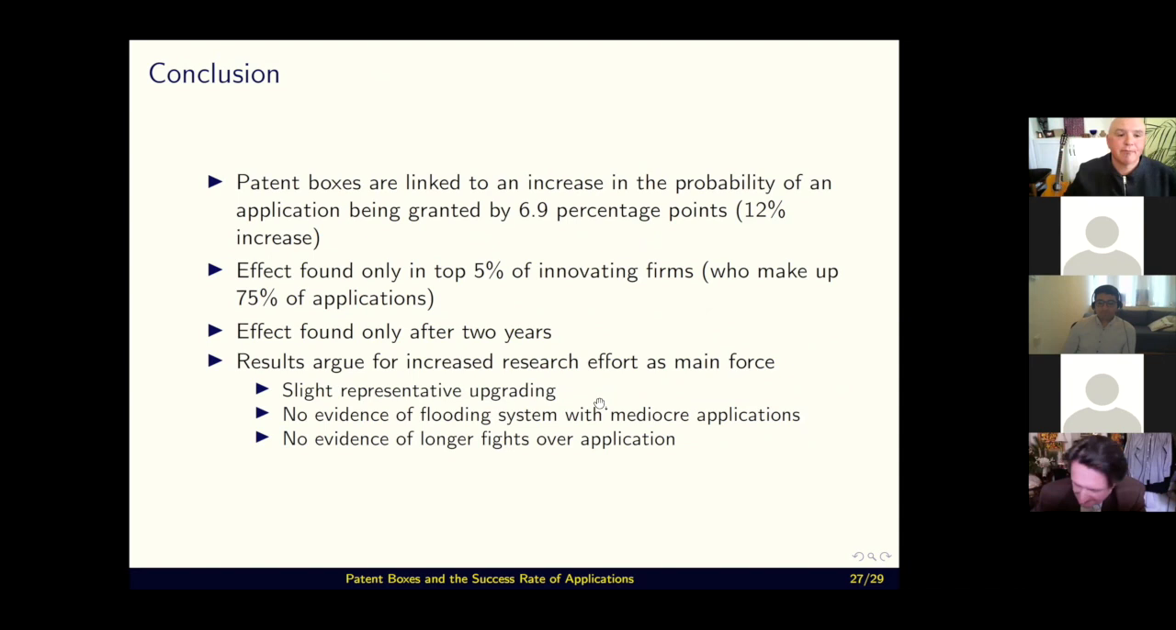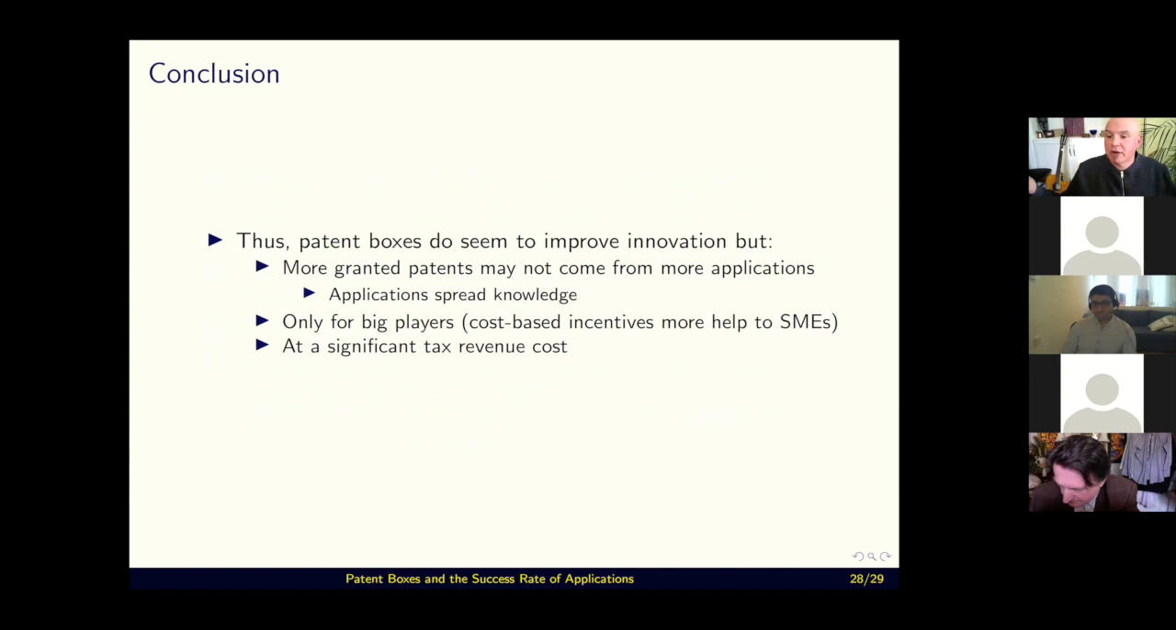So to wrap things up, patent boxes are linked to an increase in the probability of an application getting granted. It's a pretty significant impact. It's only amongst the big players. The effect's only after 2 years. And this really does seem to argue for the main effect being increased research effort, more novel technologies being developed and submitted to the EPO. We find maybe a bit of evidence for representative upgrading. We don't find any evidence of the system being flooded with mediocre applications. We don't find any evidence of fighting longer to get it over the line. So they do seem like they improve innovation. You know, they're better ideas to the extent that more novel ideas and therefore granted ideas are better.